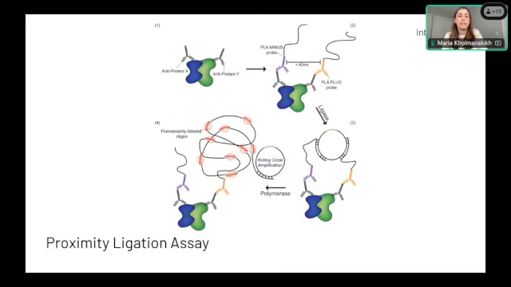PLA, on the other hand, is specific and efficient. So how does it work? The technique requires two antibodies of different species to recognize the two proteins of interest, which is followed by the addition of secondary antibodies attached to complementary oligonucleotides. When in proximity, or less than 40 nanometers apart, oligonucleotides will hybridize and can be ligated into a contiguous stretch of DNA. This DNA can then be amplified by DNA polymerase with fluorescently labeled nucleotides, resulting in an accumulation of fluorescent spots in areas of high levels of protein-protein interactions.